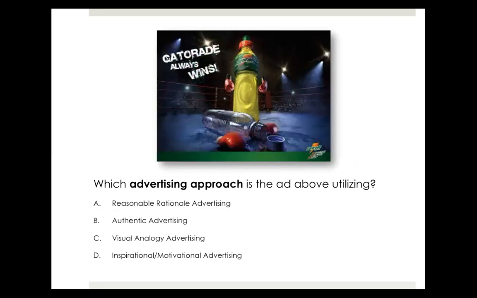We have this boxing ring, and the actual Gatorade bottle is the boxer knocking out its competitor. This is Gatorade always wins. Here he is standing right above him, in a perspective as if he's beaten him and he's the best of the best. So if you said C, visual analogy, you are right.